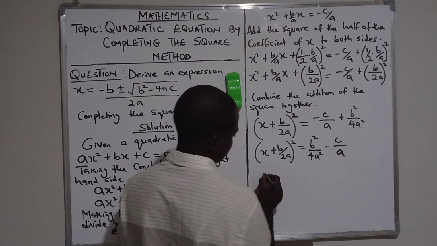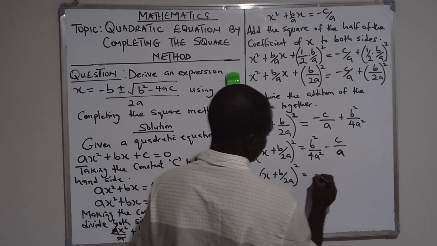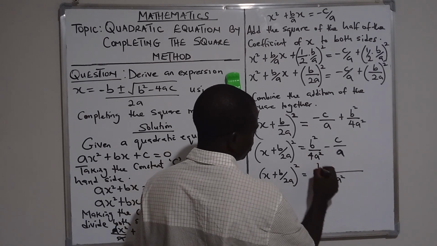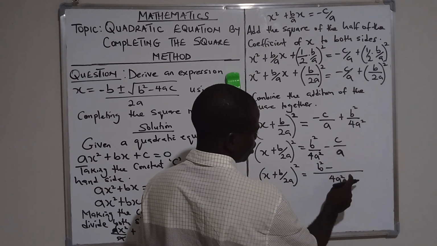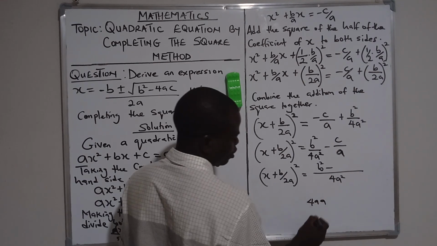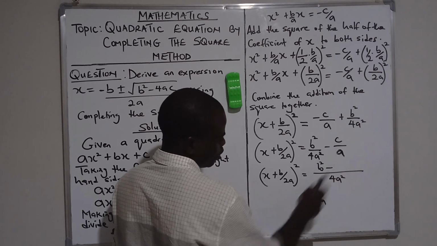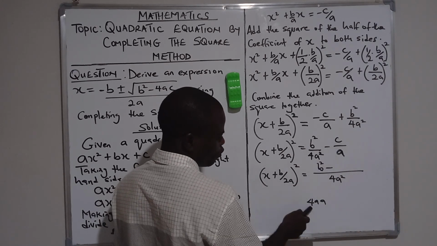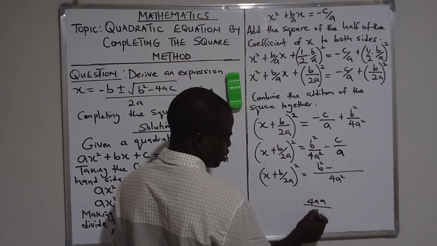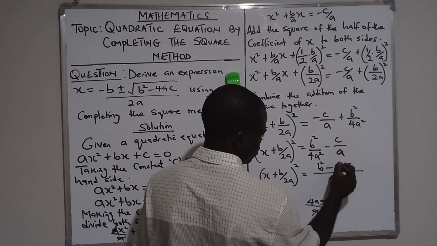Now find the LCM. x plus b over 2a, squared, equals, with LCM 4a squared: 4a squared into 4a squared is 1 times b squared, minus, a goes into 4a squared 4a times. Then 4a times c is 4ac. That's what we have.